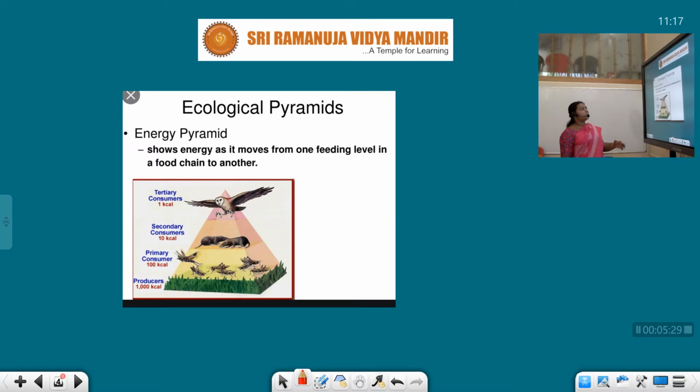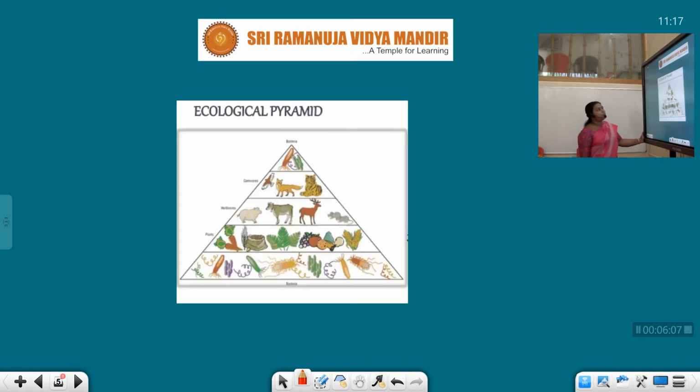Let us see the pyramid. See students, this is the ecological pyramid and it shows energy as it moves from one feeding level to another in the food chain. The base is occupied by the producers and the top apex of the pyramid is with the carnivores. In these ecological pyramids, we are going to learn about the number of individuals, the amount of biomass, as well as the amount of energy transferred from one trophic level to the other. This is one of the ecological pyramids, students.